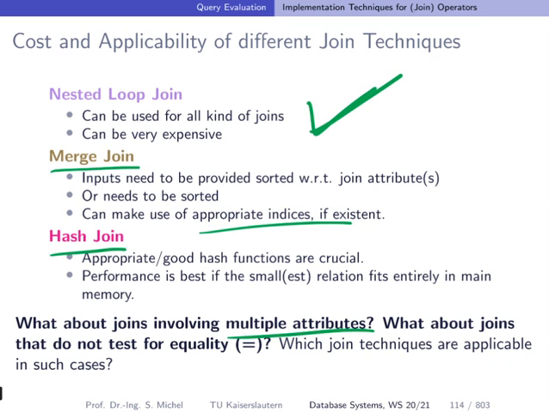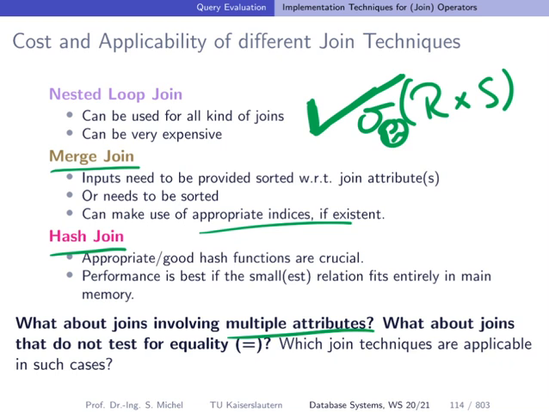Yeah? This is the most powerful algorithm. It's also the most naive one because, in principle, it computes the cross product and then filters out according to a predicate, P, or we often call it theta, right? So it will work for everything, for multiple attributes, for all kinds of predicates.